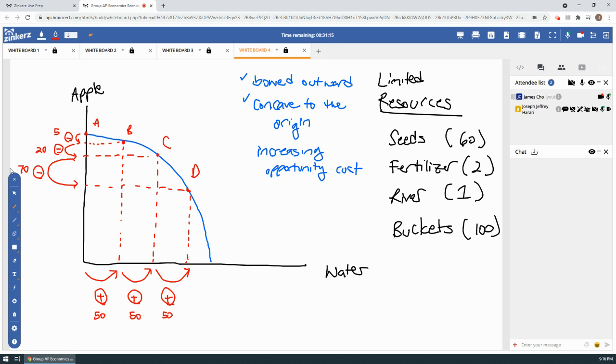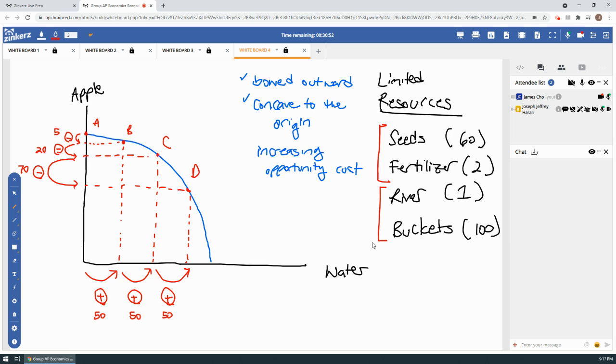What the crap? Why are you losing larger and larger amounts of apples? Well, it has to do with the fact that apples and water are very, very different products that require very, very different resources. Okay, so you can see that this stuff would be good for the apples, and this stuff, I guess, would be good for the water.